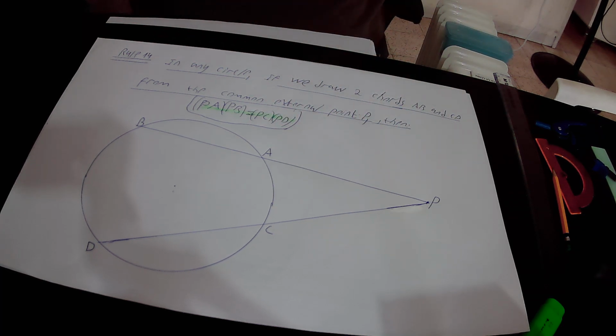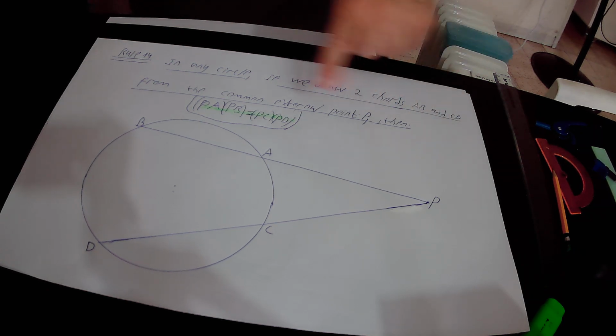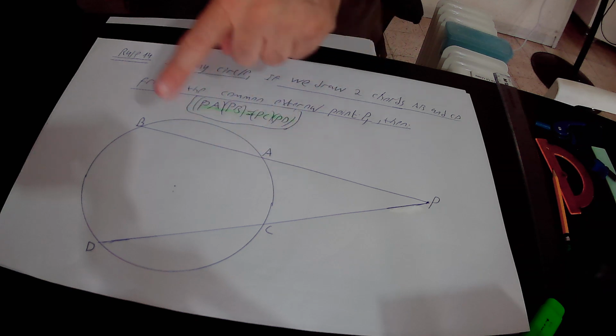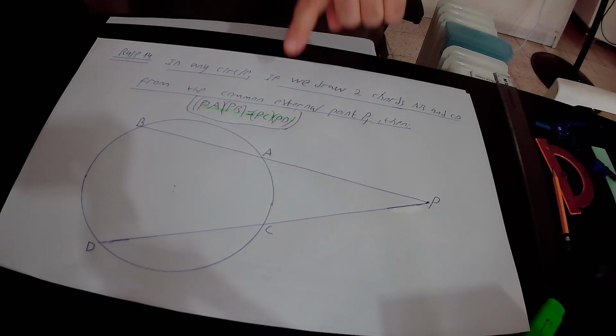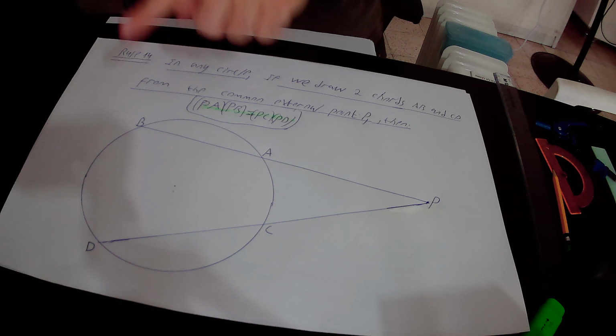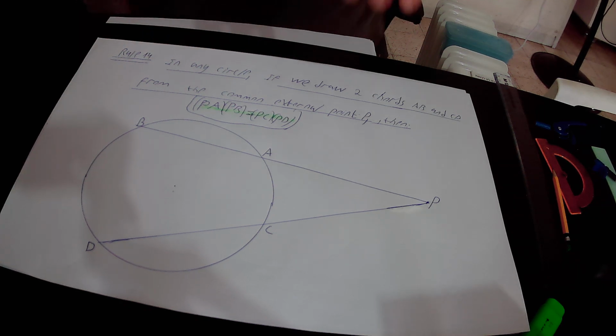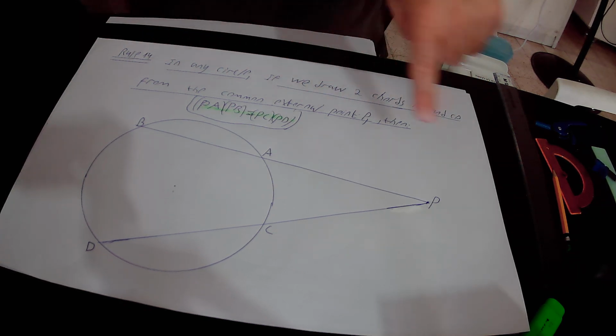So whenever you draw from a common external point two line segments that cut the circle at 2 points, like here, this line segment PB cuts the circle at points A and B, and this line segment PD cuts the circle at points C and D. In this way, we created chord AB and chord CD. And in this drawing, the following equation is true: PA times PB equals PC times PD.